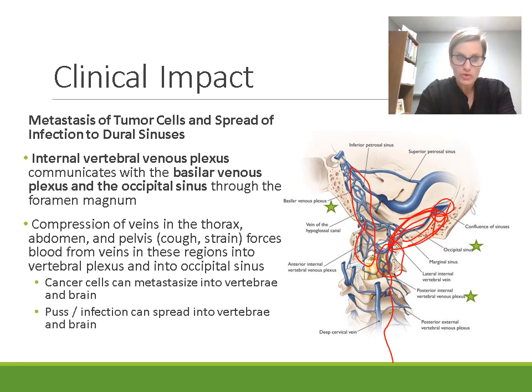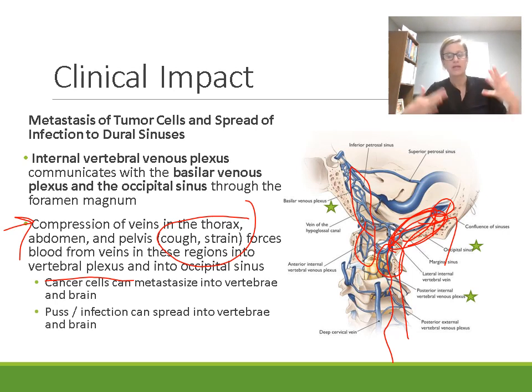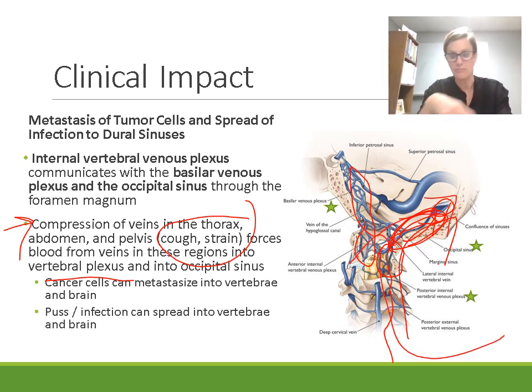Now, the internal vertebral plexus, again, is connected to veins in the thorax, the abdomen, the pelvis. So if the veins in these areas are compressed, it can actually force blood from these regions back into the vertebral plexus. Well, that blood can get pushed back up into the brain, right, like up into this occipital sinus. So compression of these veins happens during things like coughing, right, or straining to lift something, straining while defecating. Anything that really tightens the pressure can compress these veins, and that can push blood back. So if there's sepsis or some sort of infection present in the area, that can be carried back through the spine and then up into the brain.